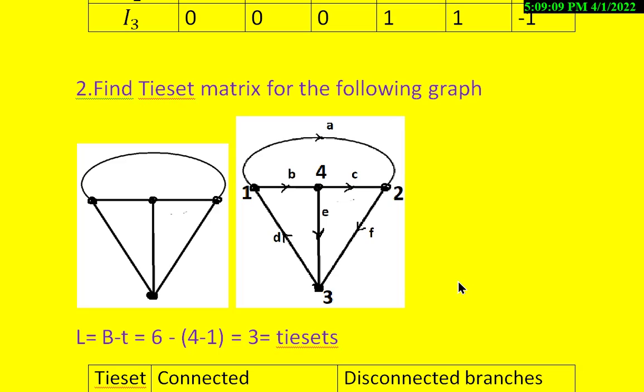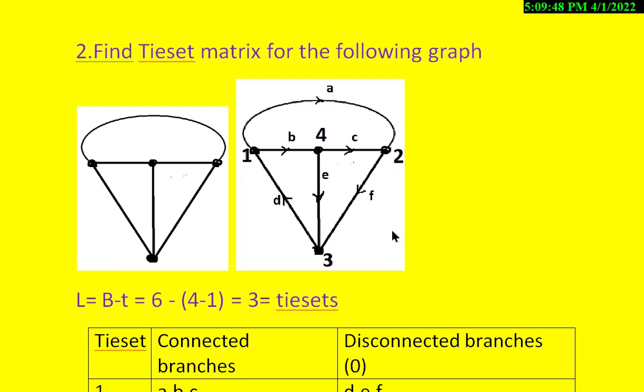So the first step is to make this graph an oriented graph. That is, assume the current direction in each branch like this. Here it is A and B here, C here, E here, F is here, D here. For each branch there is a name, and similarly there is a current direction for this.